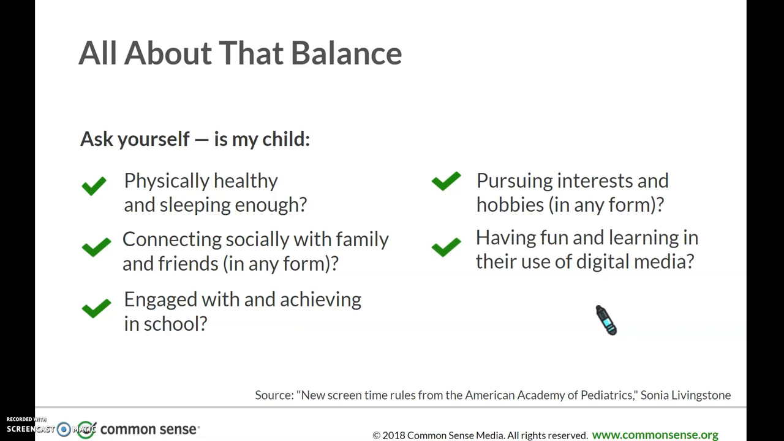Using technology, but also having a healthy lifestyle, social connections outside of the internet, engaging in school and in the studies, and having fun with digital citizenship, in digital media.